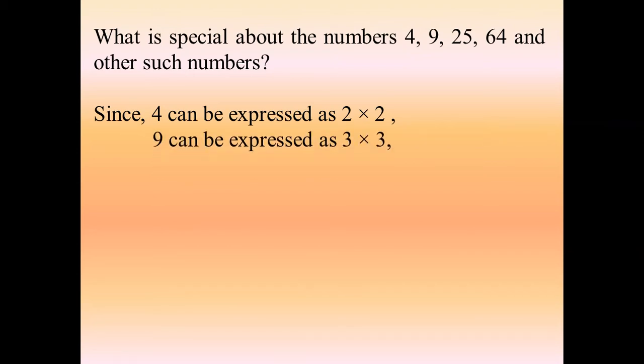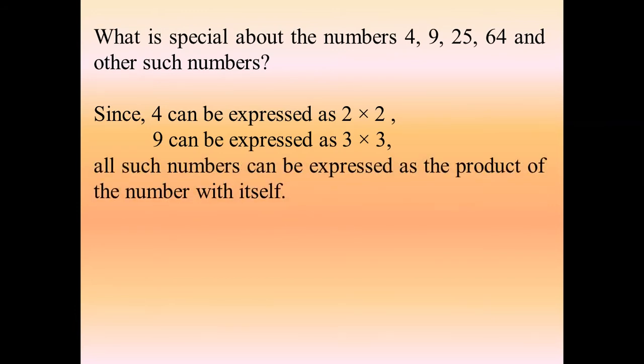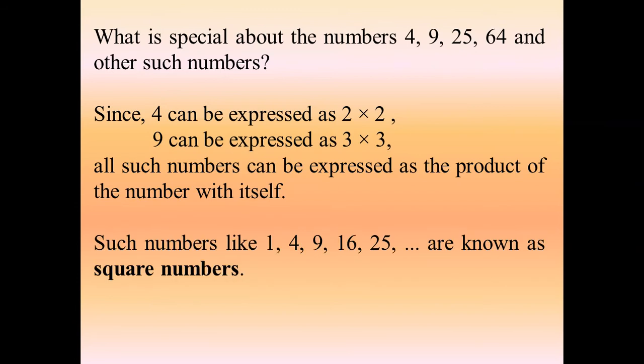9 can be expressed as 3 into 3. So all such numbers which can be expressed as the product of a number with itself are known as the square numbers. Okay, understood? So whenever you multiply a number with itself, the answer that you get is known as the square of the number.